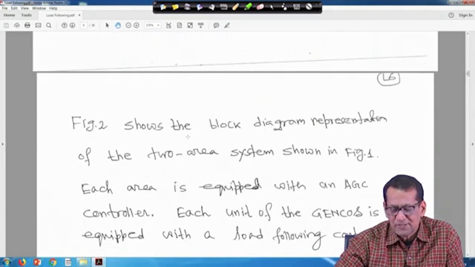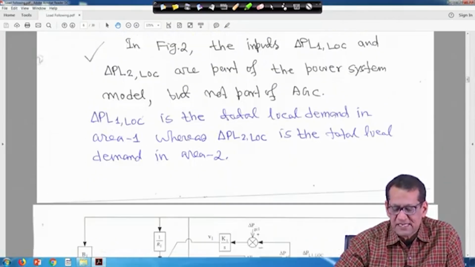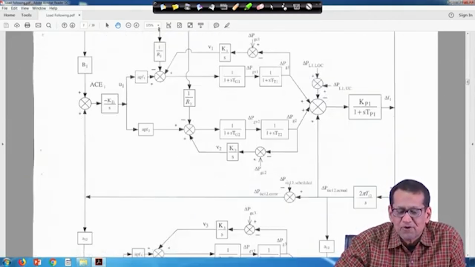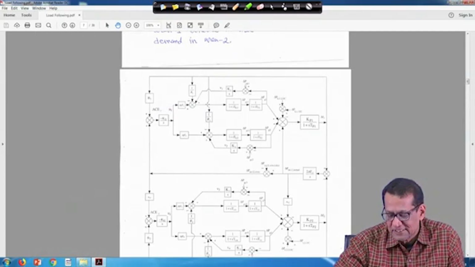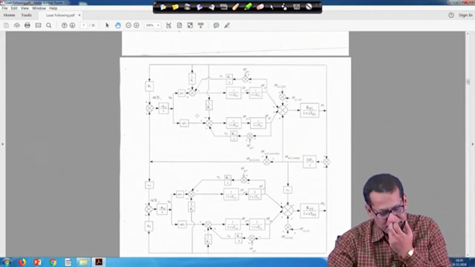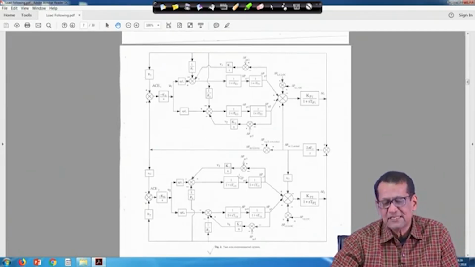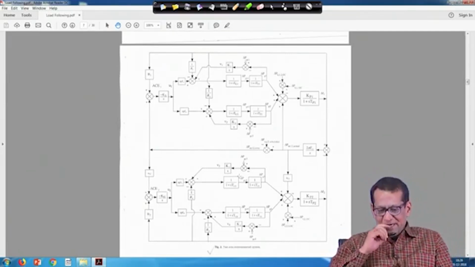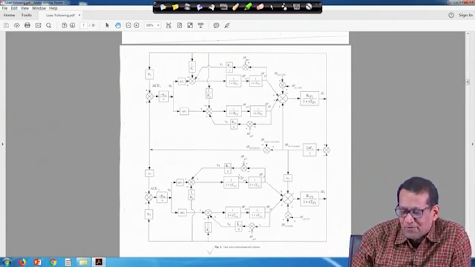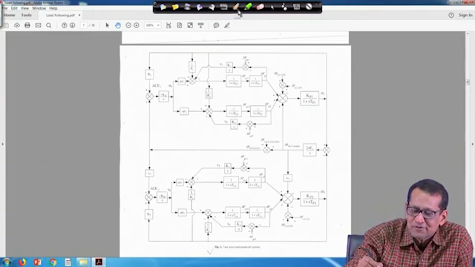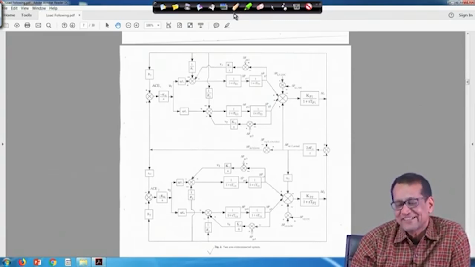Now, figure 2 shows the block diagram representation. First I will come to the block diagram, then all this explanation. So, let me reduce the size, because I have to accommodate all this. So, first area 1 and area 2, just hold on, it is accommodated. Now, in this case, what we have to do is, there is a lot of difference in the block diagram compared to the previous one.